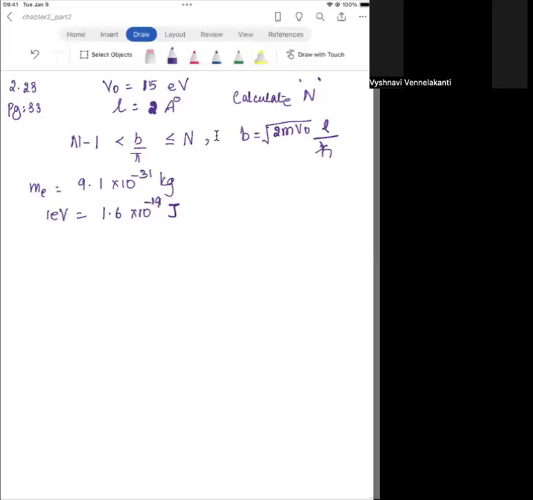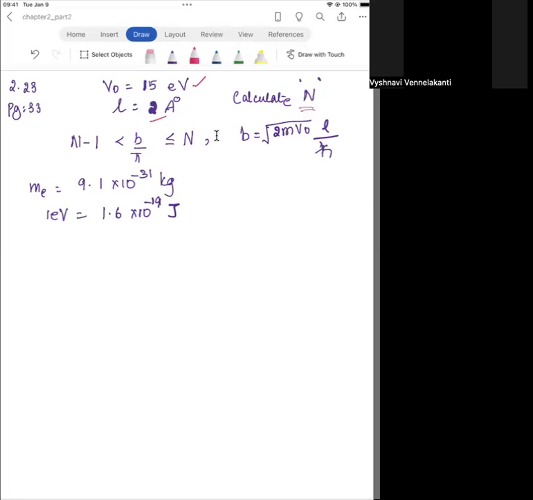So now let's look at problem 2.2. For an electron in a 15 electron volt deep one-dimensional rectangular well of width 2 angstrom, we need to find the number of bound states.